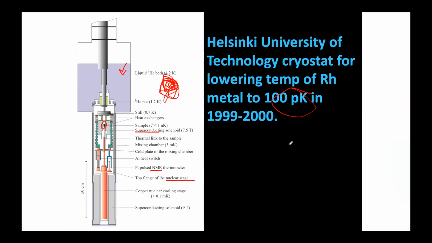100 pico Kelvin is 0.0000000001 Kelvin. So there's like 10 zeros there. Sorry for this messy handwriting.